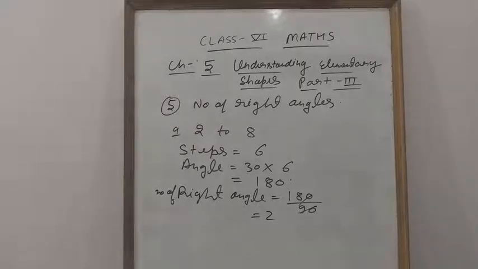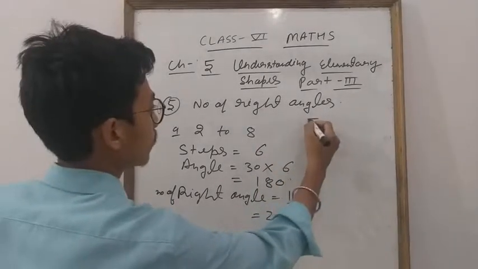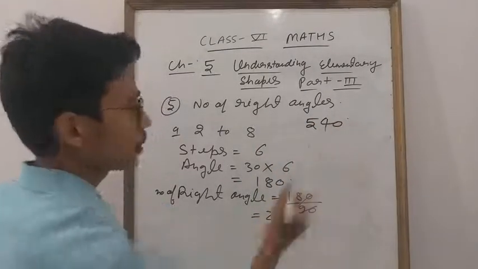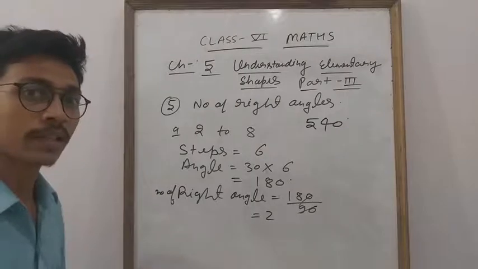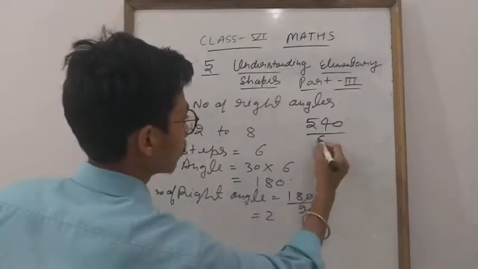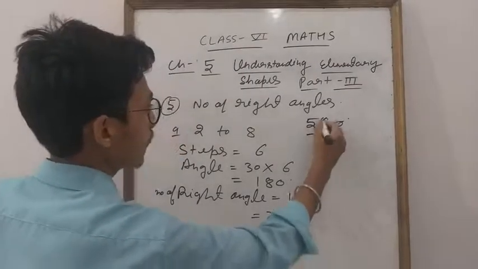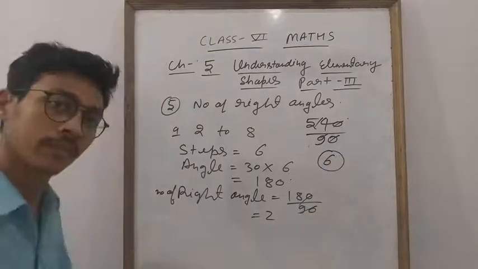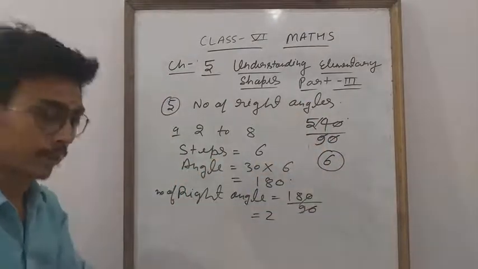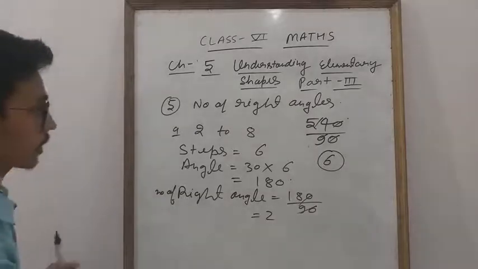If I want to know how many right angles in 540 degrees, let us assume, तो कैसे? How do you find out? You will divide it by 90. Okay, 0 0 cancel, 9 6s, यानी 6 right angles. Clear everyone? So by this you will find out. So this is question number 5, student. That was question number 5.